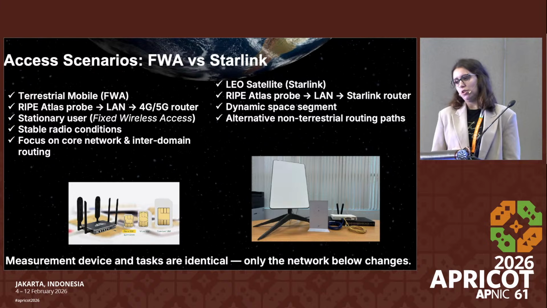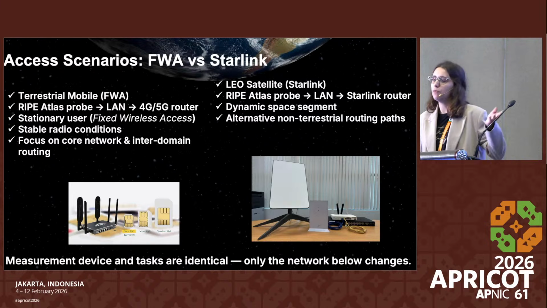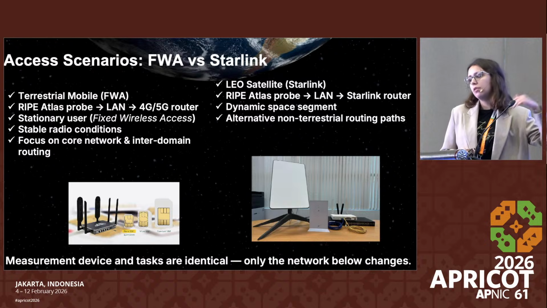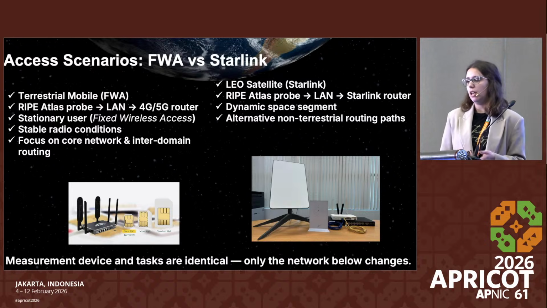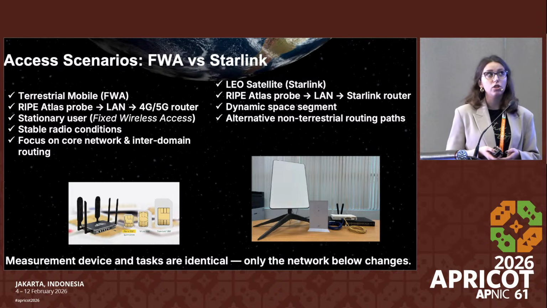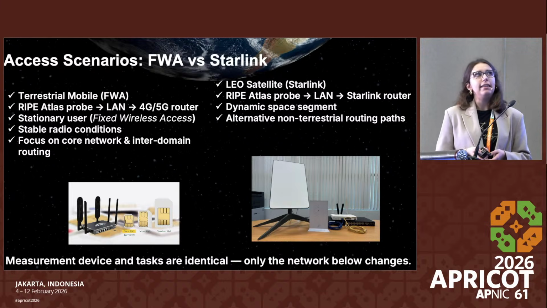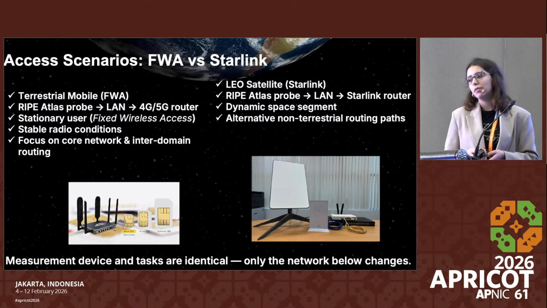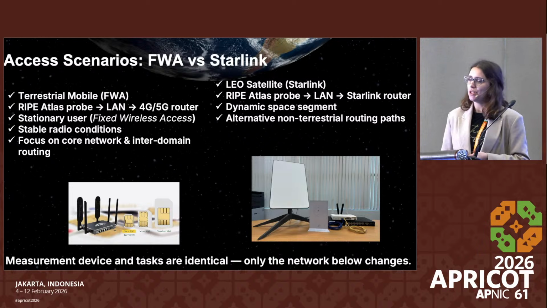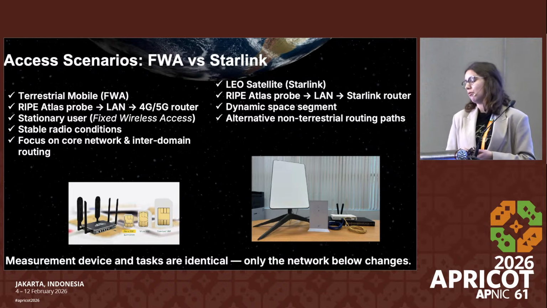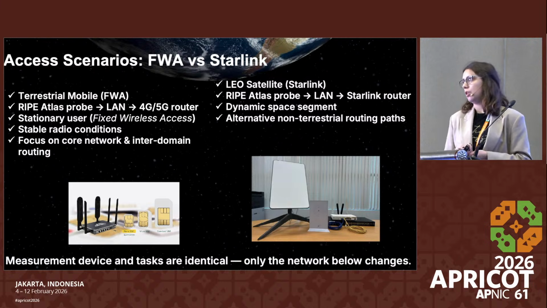First one, I would like to say it's terrestrial mobile, but I mean a fixed wireless access network, where I have a 4G and 5G router connected to the base station, or let's say the nearest base station. Then I have a stationary user and stable radio conditions, so I can focus on the core network and inter-domain routing. The other access scenario is a Starlink router, connected to a RIPE Atlas probe, where we have a really dynamic space segment and alternative non-terrestrial routing paths, which I will show you in my measurements.